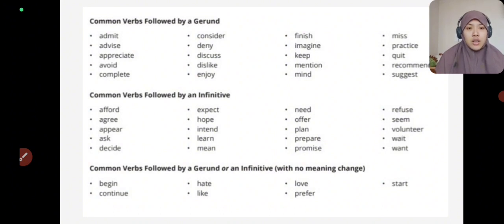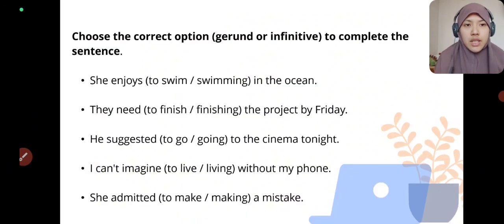Teacher, how can we identify it if we do an exam? The only thing we can do is to memorize them. There is no other way. So the more you study, the more you do exercises, you can memorize them slowly but surely. That's the only thing you can do. Okay? Do you understand? Do you have any questions? Okay, good. Now let's do some exercises.